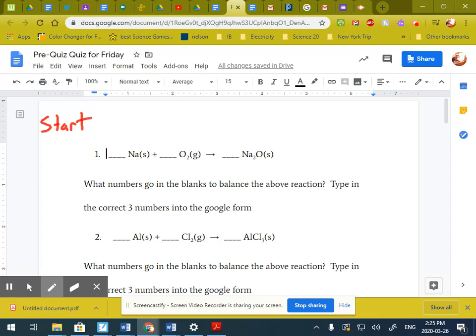Here we go. First question is a balancing question. If we look at this, it looks like we have 2 oxygens here to only 1 oxygen there. So if we put a 2 there, our oxygens now are 2 and 2, but the sodiums are out, so we need to put a 4 there. So it goes 4, 1, 2. That's what you're going to put into the Google form.